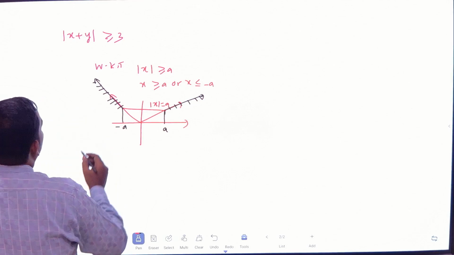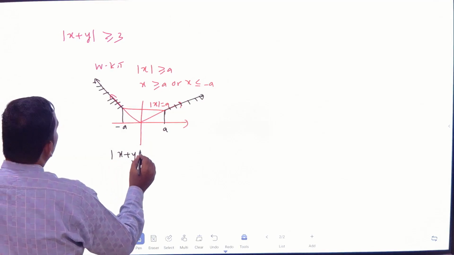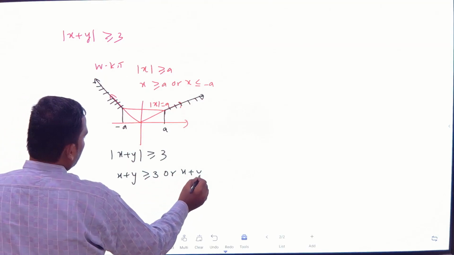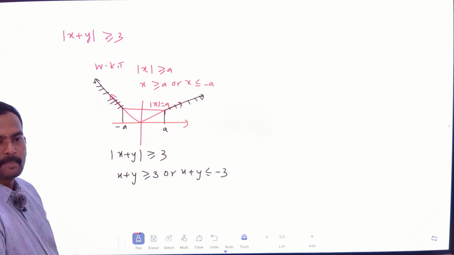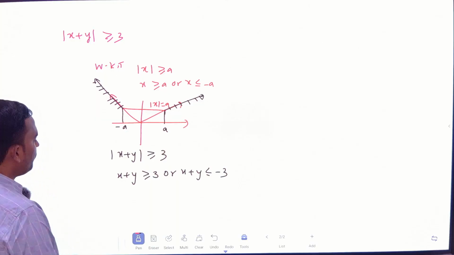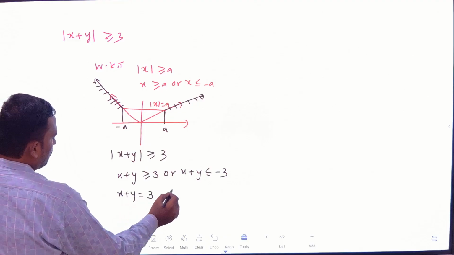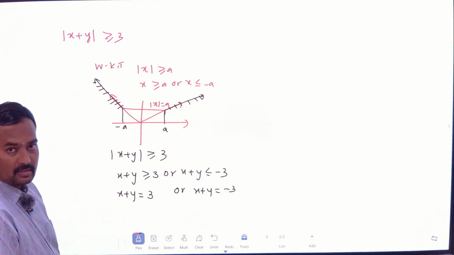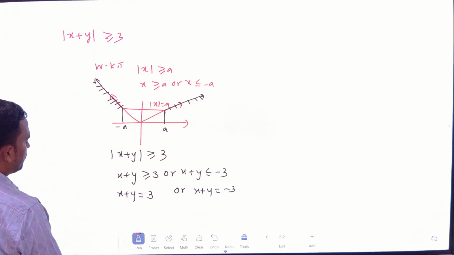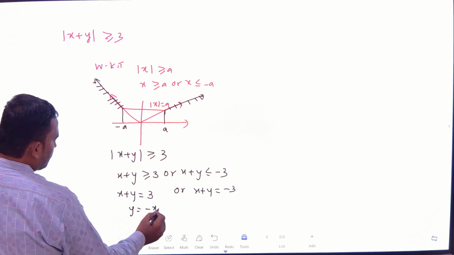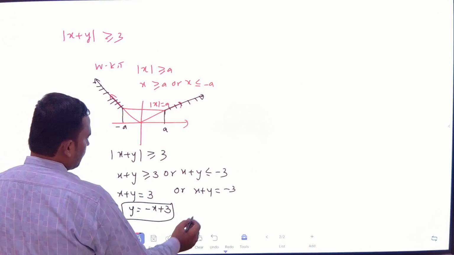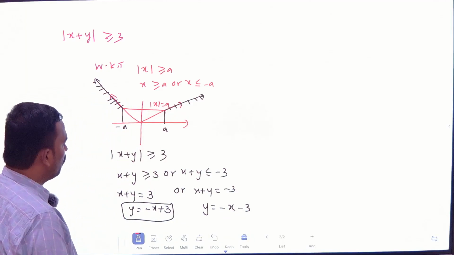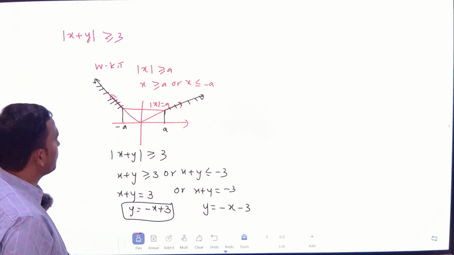The same idea you can use for this one. So, mod x plus y greater than or equal to 3 means x plus y is greater than or equal to 3 or x plus y is less than or equal to minus 3. I hope everyone understood. Suppose you equate this to 3 or minus 3. Now you can see these are straight lines in two variables. So y is equal to minus x plus 3 is the first one, and second one, y is equal to minus x minus 3. You know how to draw the line y is equal to minus x.